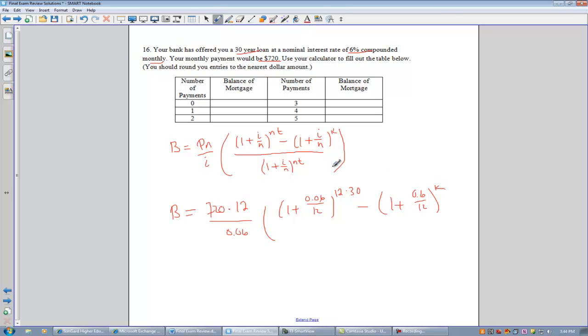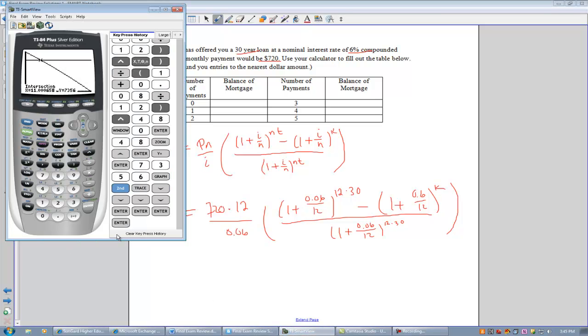And we don't know what K is. K is the number of payments, so it's going to cycle 0, 1, 2. So you want to leave K as just K, all divided by 1 plus 0.06 divided by 12, again to the 12 times 30. All right, so now I want to put this into my calculator and make a table.